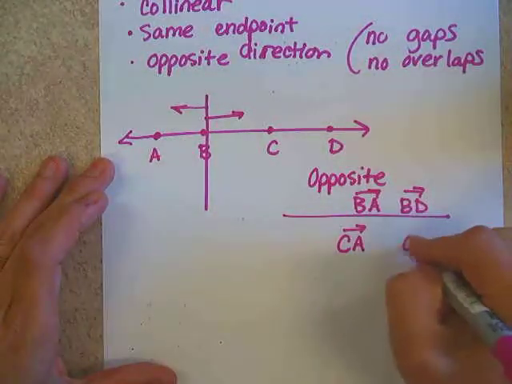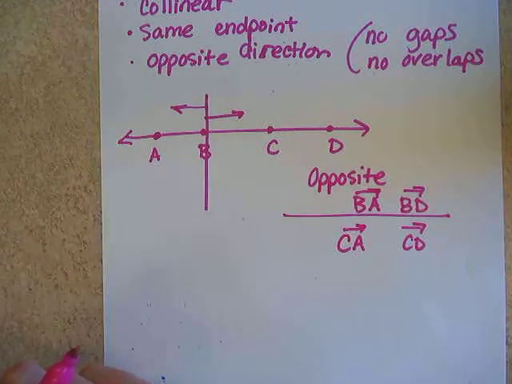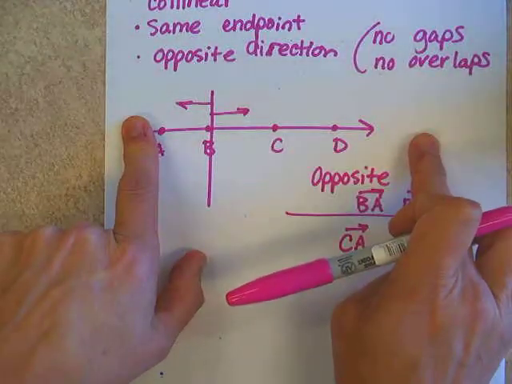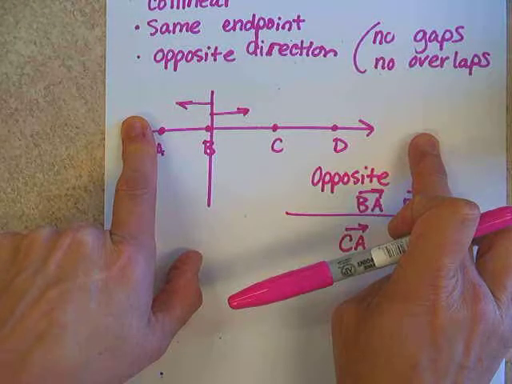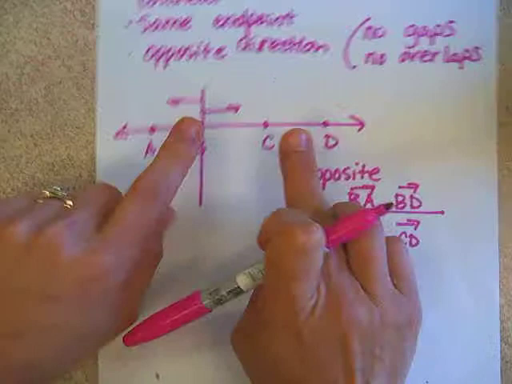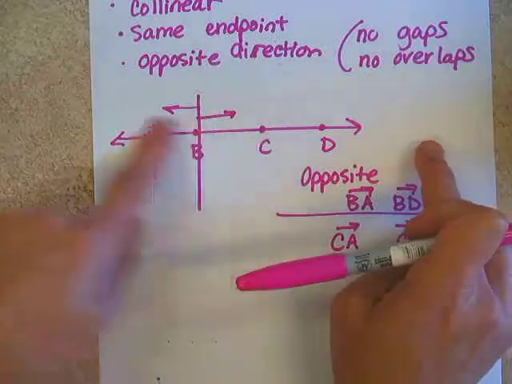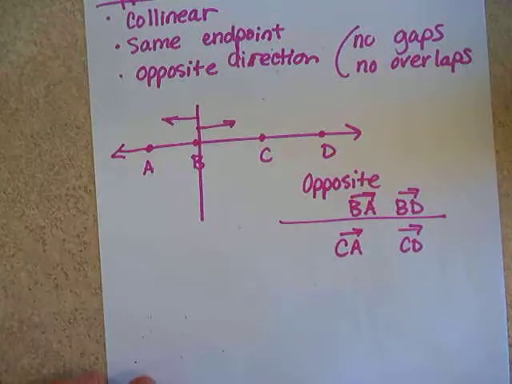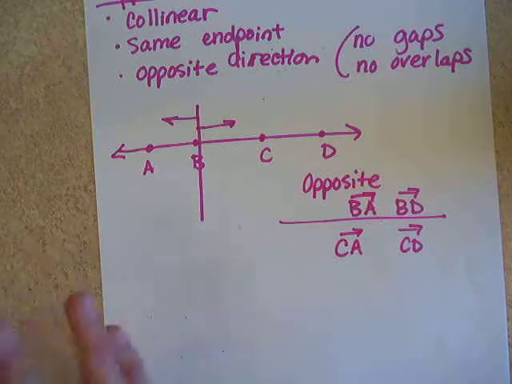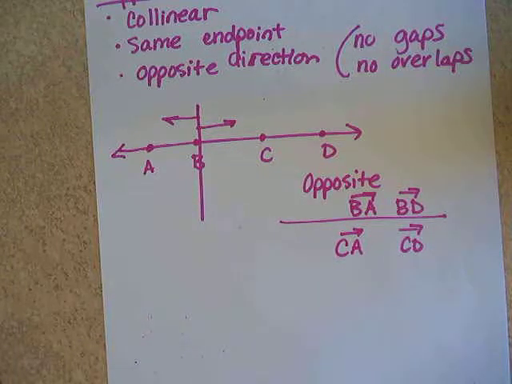I could name another pair in the same diagram, C. Starting at C and going left and starting at C and going right. So another pair could be CA and CD. Those are opposite rays. Okay, but could BA and CD be opposite rays? BA and CD. Are there gaps? There's a gap. That BC in between is a problem. Okay, so from here out, they go in opposite directions, but they don't share the same endpoint.